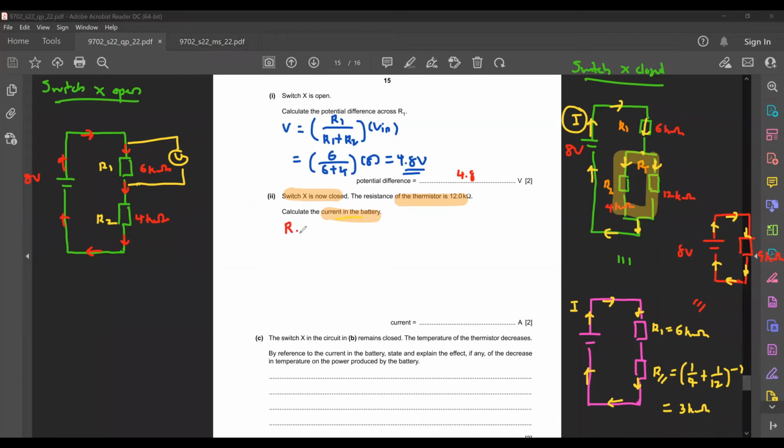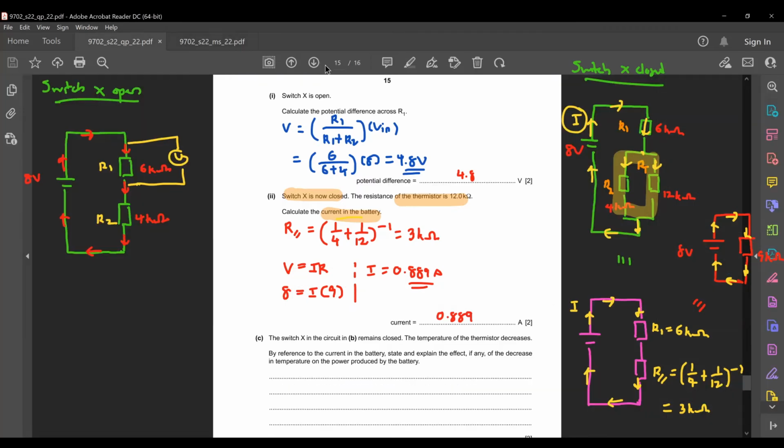So I would say the resistance in parallel, which I already showed here, is 1 over 4 plus 1 over 12, power negative 1, giving me 3 kilo ohms. Then if I apply V equals IR, my V is 8, my current is what I want to find, and my resistance is 6 plus 3. This one is 9 now. So I is going to be 8 divided by 9, giving you 0.889 amps.